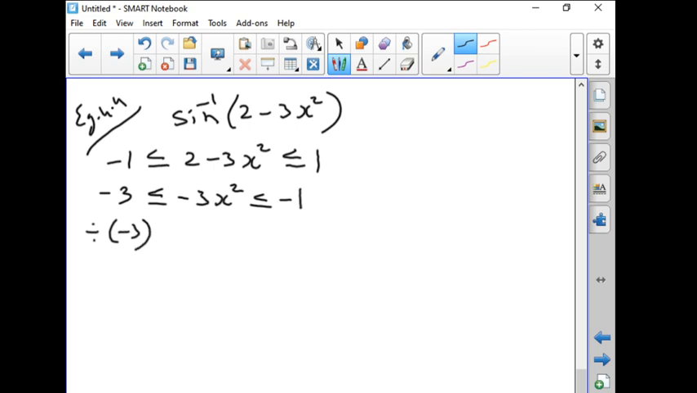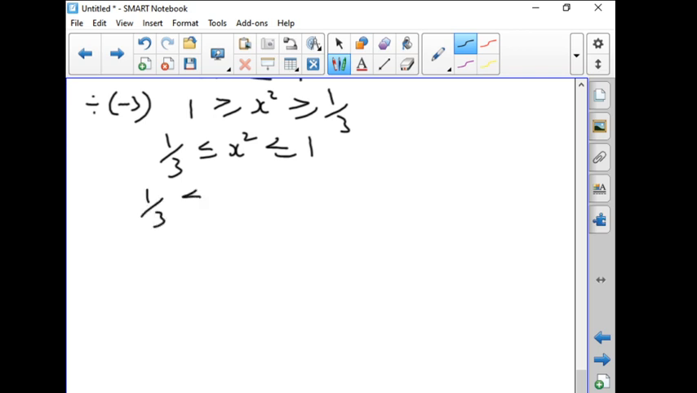So what do you get? 1 greater than or equal to x square greater than or equal to 1 by 3. The sign changes, we have already seen this in your previous classes. Because you multiply by a minus, the sign changes: less than or equal to becomes greater than or equal to. How can we write this? 1 by 3 less than or equal to x square less than or equal to 1. Since we have x square here, we write this as 1 by 3 is less than or equal to modulus of x is less than or equal to 1.